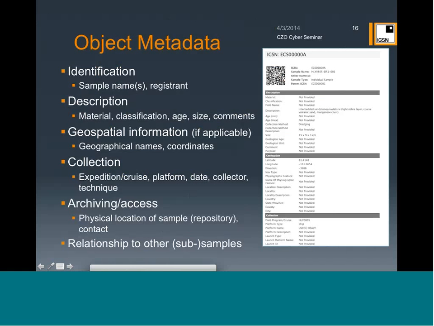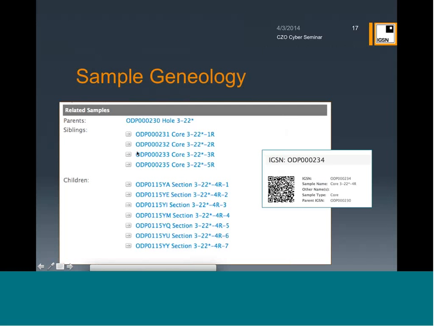Geospatial information, clearly where was the sample collected, including a bit of the geological context, such as geologic units and so on. The process of collection, including specific field programs, platforms, such as if it was collected on a ship, on some drilling platform, and so on, date, collector, and then the important information of where is the sample now, what's the access to the sample. What is important is that these metadata also include information about the relationship to other samples. And I can show you an example here.